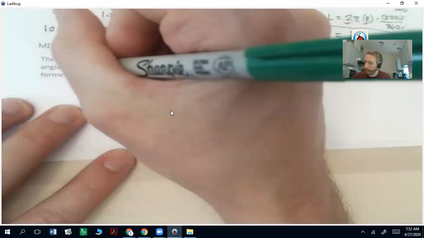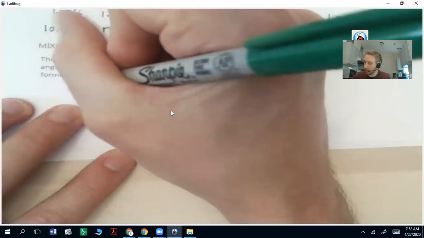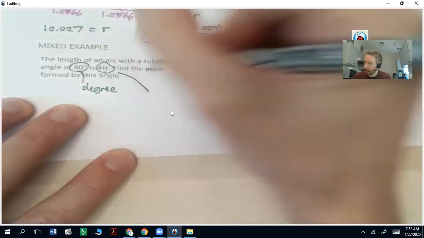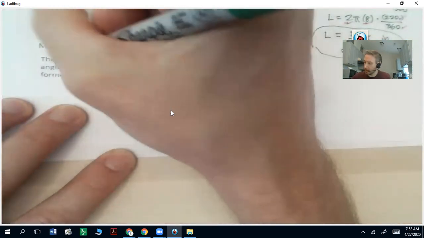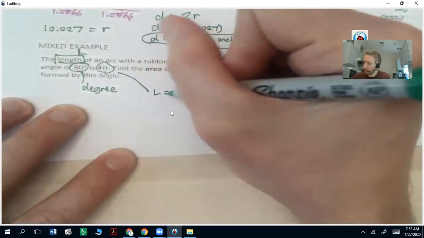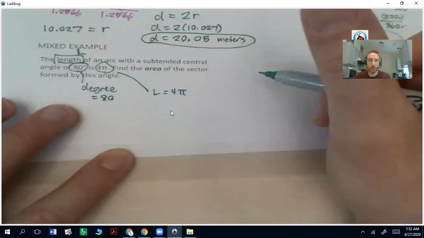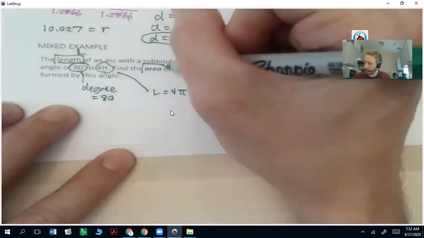So let's look at what we got. We got 80 degrees, that's the degree. We got 4 pi. What is 4 pi? The length, that's L. So degree is equal to 80, and L is 4 pi, and it wants to know, find the area.